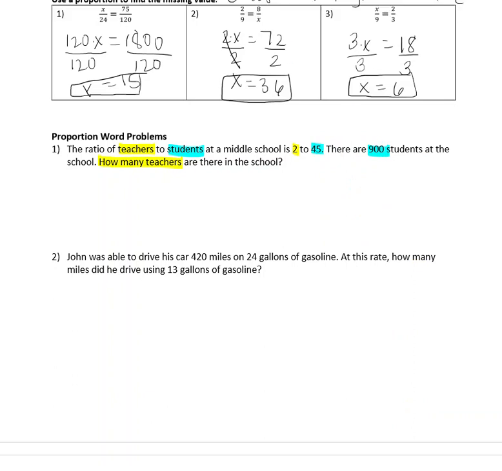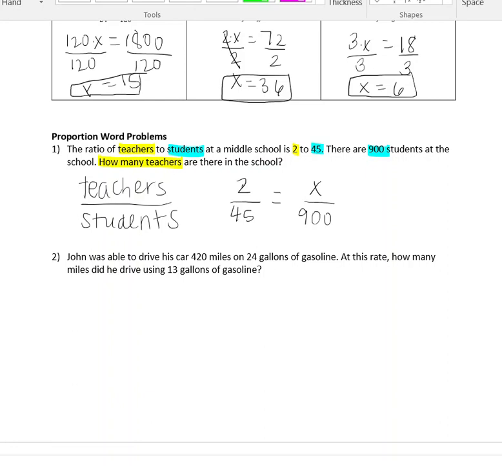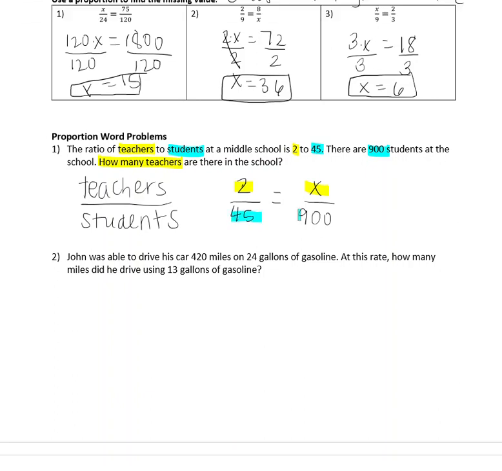So that can help us set up our proportion. So we have teachers to students. So we make a fraction, and that's how we're going to set up all of these fractions. So teachers to students is 2 to 45. And then the other information that they give us is how many teachers to 900 students. So how many means x, we don't know, to 900. So then you can see that our teachers and our students line up. So all of our teachers are on top of our fractions, and all of our students are on the bottom of our fractions. So we have all yellow on top, all blue on the bottom.